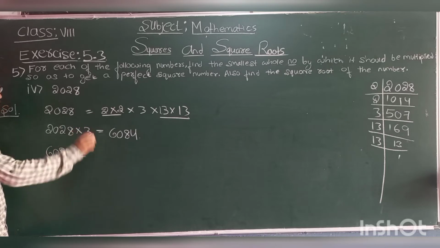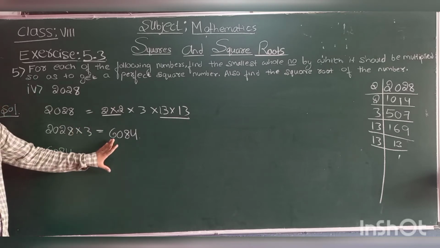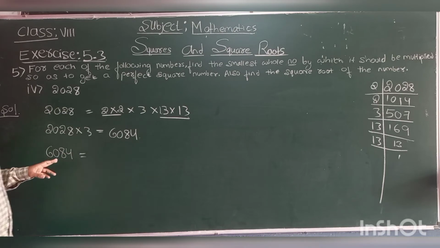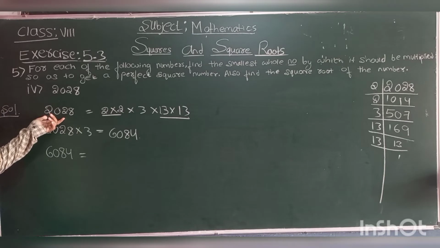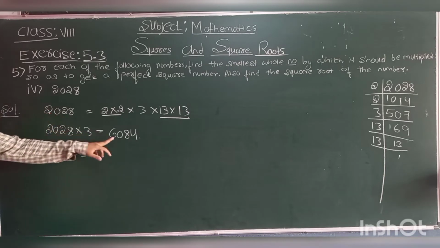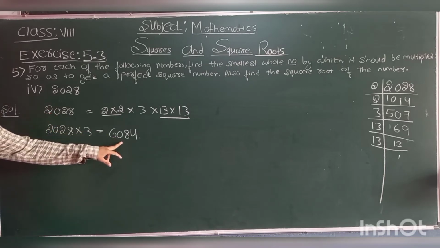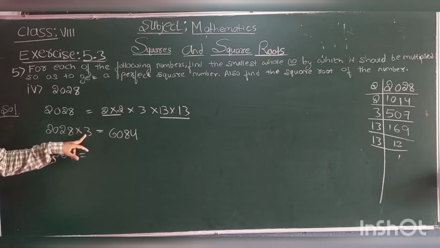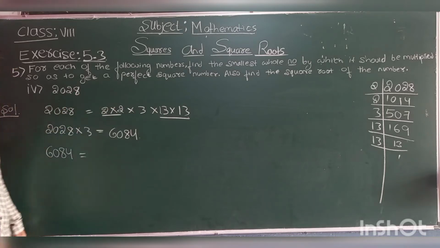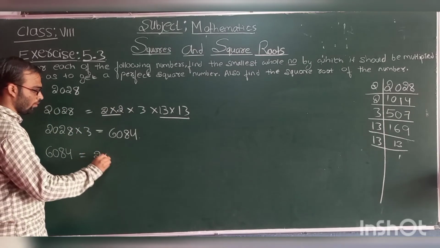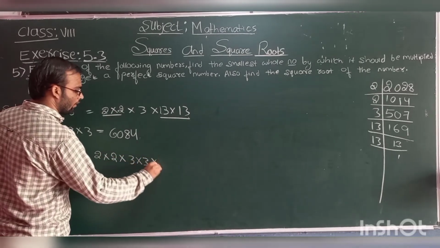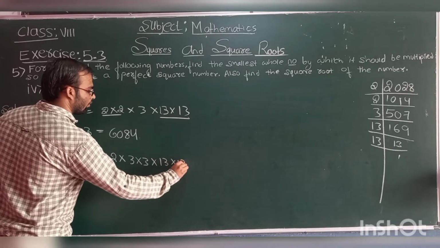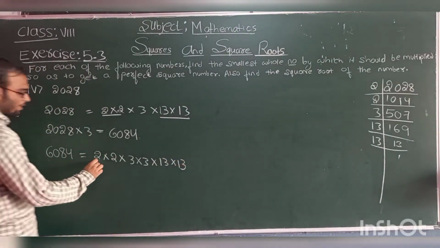So now what do we need to do? We need to write the factors of this number. Then how to write? Look at here. Up to here, these are the factors of this number, that is 2028. Okay, and this number 6084, we have got by multiplying by 3. Okay, as we have multiplied 3 here, so we will multiply 3 there also. Okay, 2 into 2 into 3 into 3 into 13 into 13. Now start pairing.